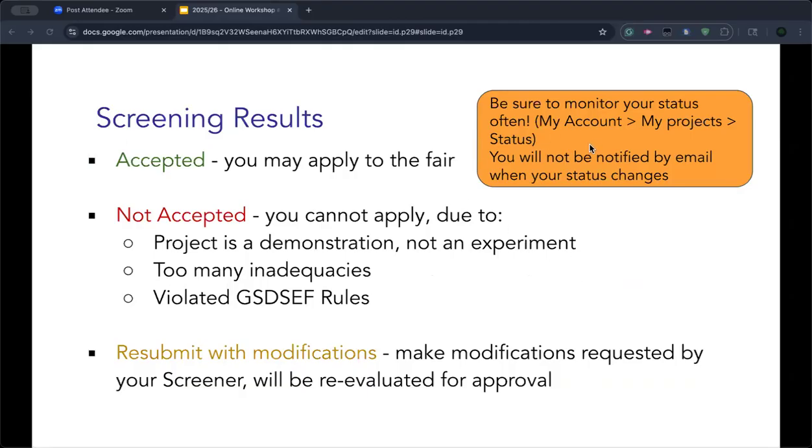And also be sure to monitor your status, because I believe there's a deadline for resubmitting project modifications. If you go to My Account, My Projects, Status, and also you should be notified by email when your status changes. So be sure to be active on both of those.